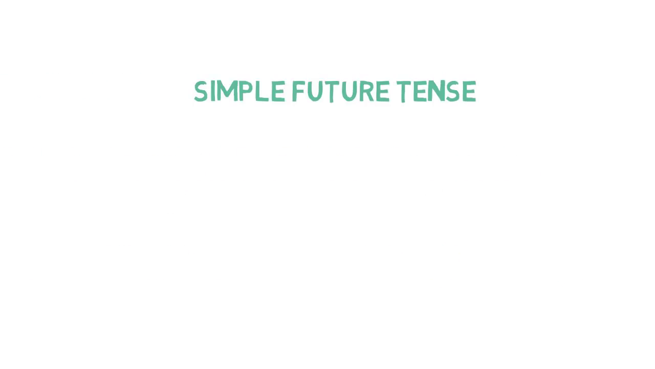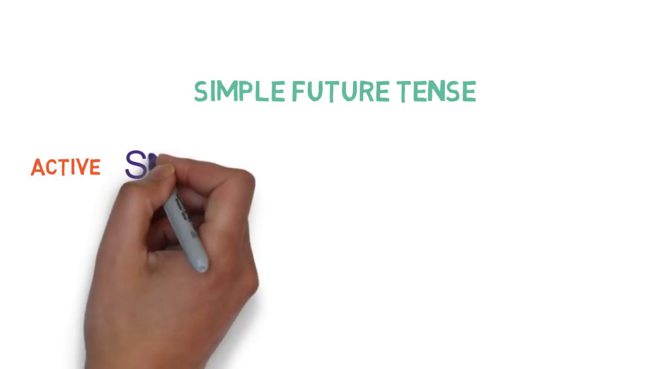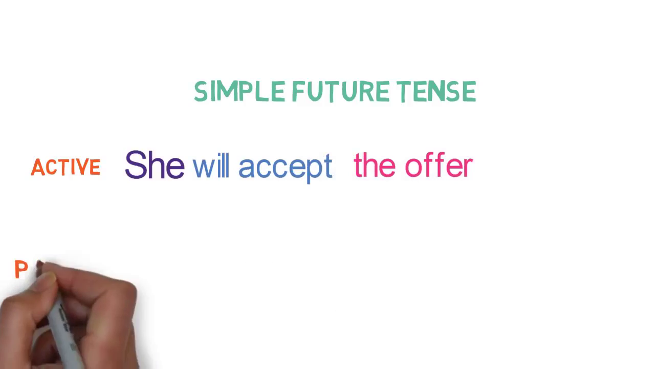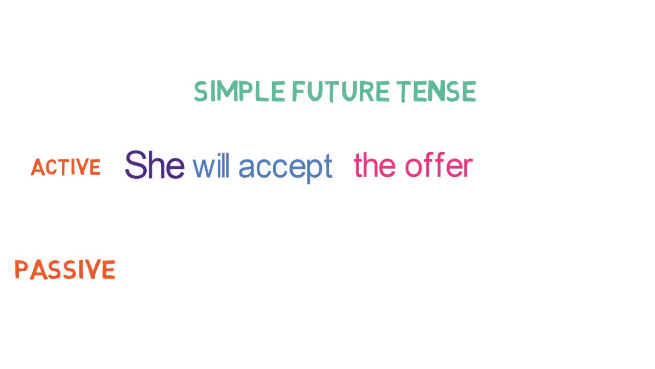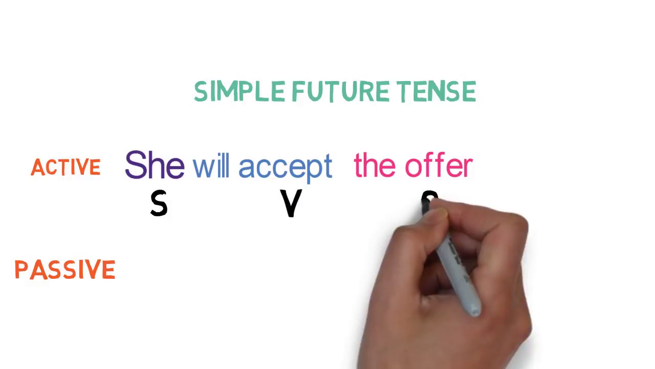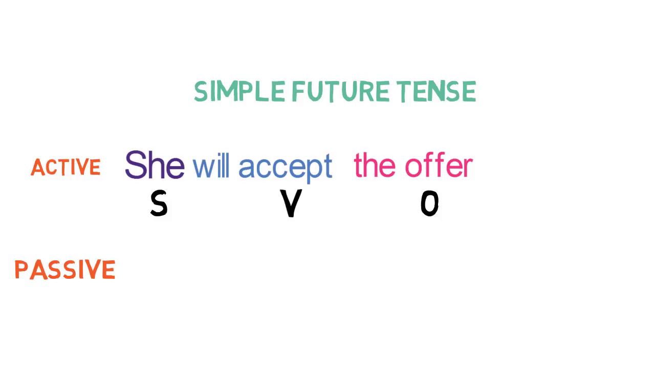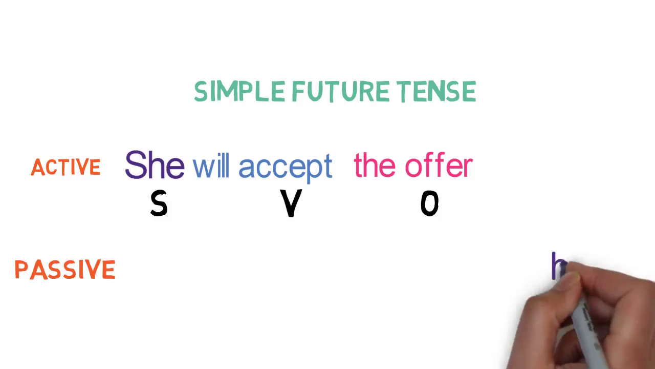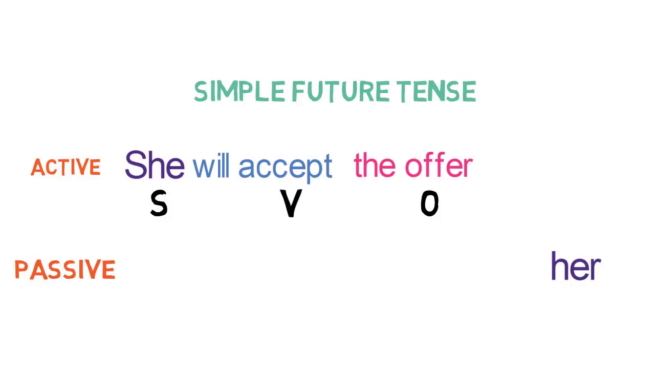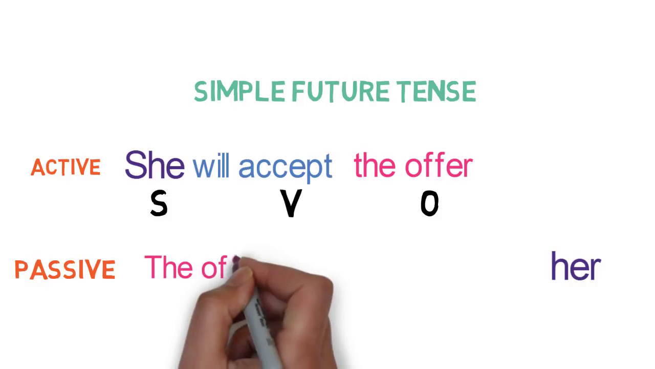Now let's see example of simple future tense. Active sentence. She will accept the offer. Passive sentence. Firstly subject here is she, verb is accept and object is offer. Now let's swap the position of subject and object. So here it will be the offer and at this position it will be her.